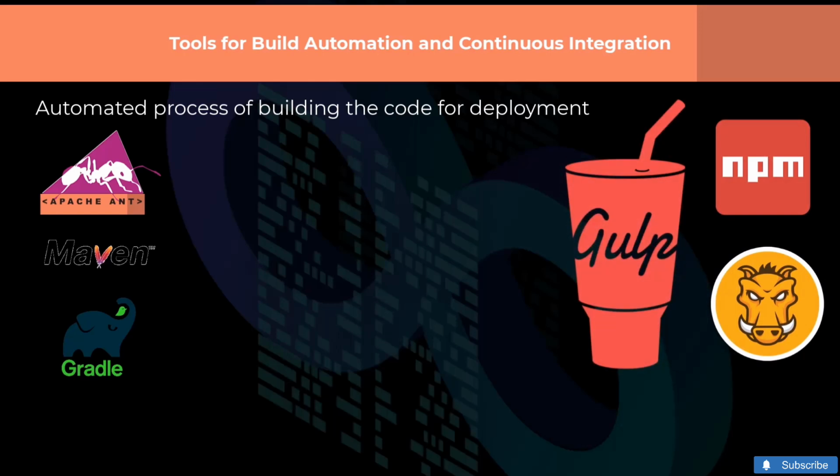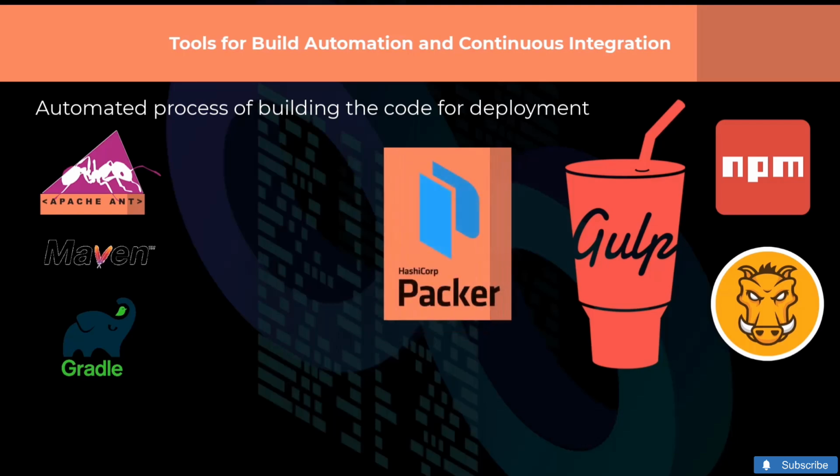Make is a build automation tool that Linux users might be familiar with because it is widely used in Unix based systems. Another interesting tool is Packer. This is a build automation tool that is not geared necessarily towards building code, but building virtual machine images and even containers. It works just like a build automation tool that you would use in order to build code, but it builds machine images and containers.